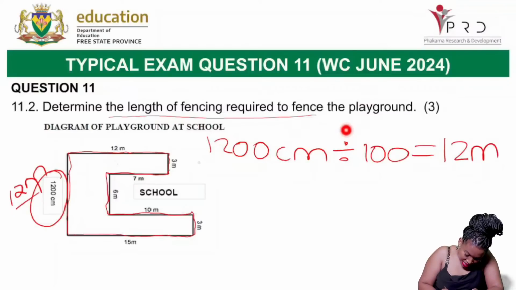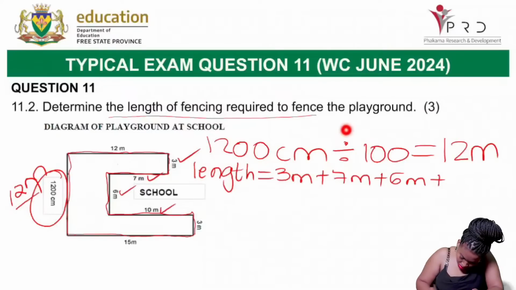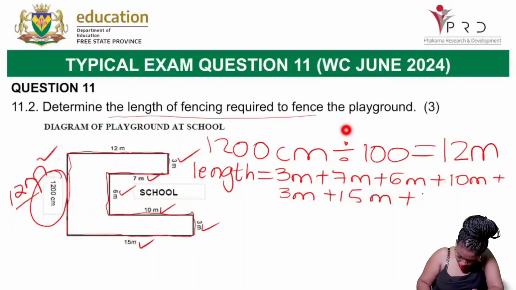So if you want the total length, it's equal to, you start here with the 3 meters plus 7 meters plus 6 meters plus 10 meters plus 3 meters plus 15 meters plus 12 meters plus the last one, another 12 meters.